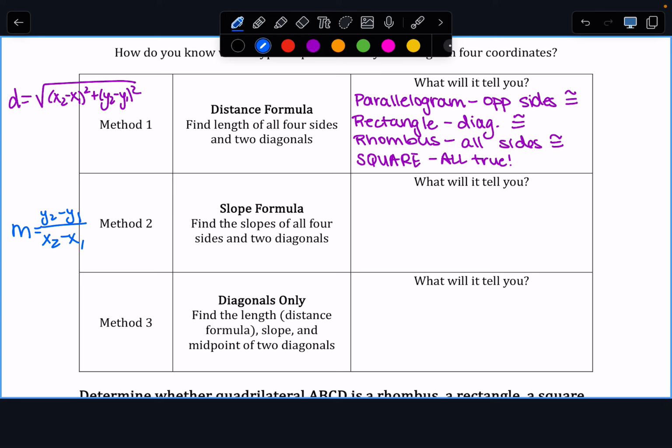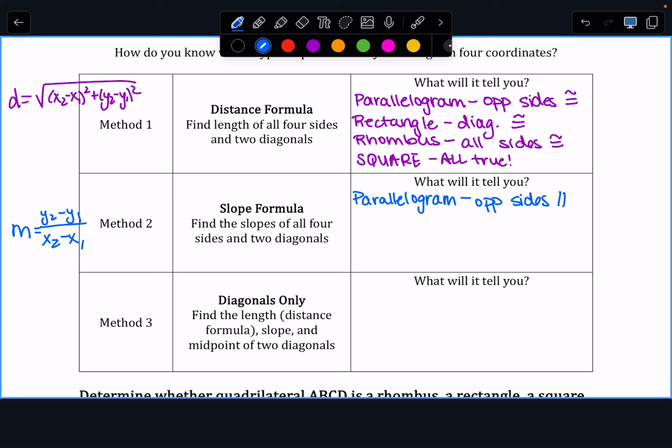Okay, so if we find the slopes of the 4 sides, in order to be a parallelogram, what has to be true? Okay, our opposite sides need to be parallel, which means we need to have the same slope for one set of opposite sides and the same slope for another set of opposite sides.